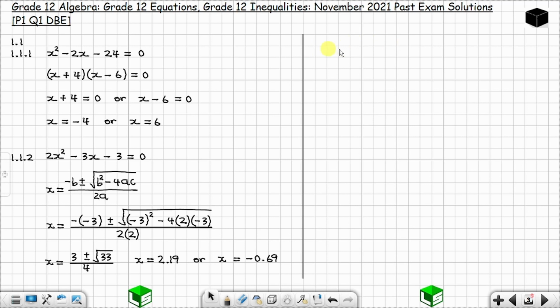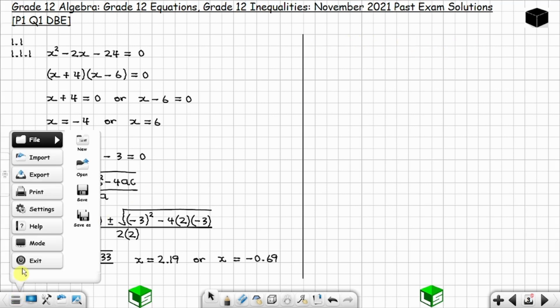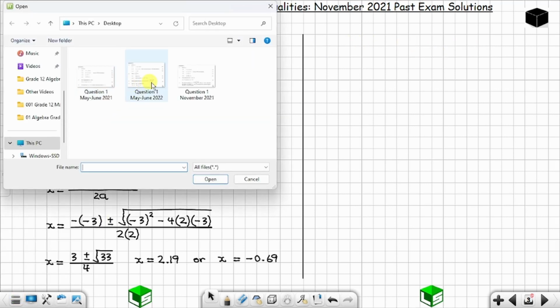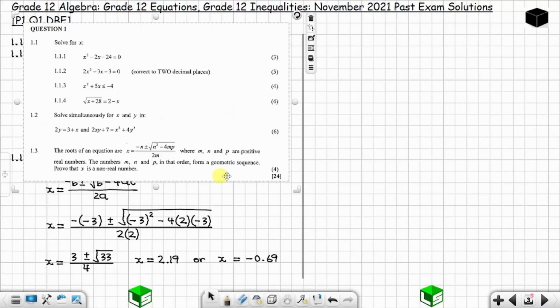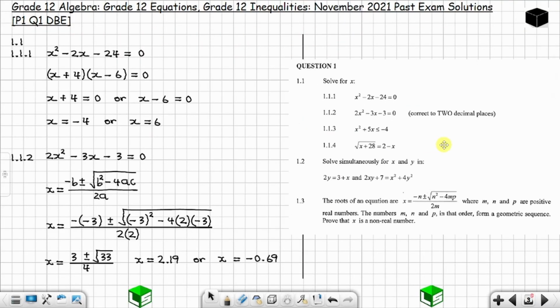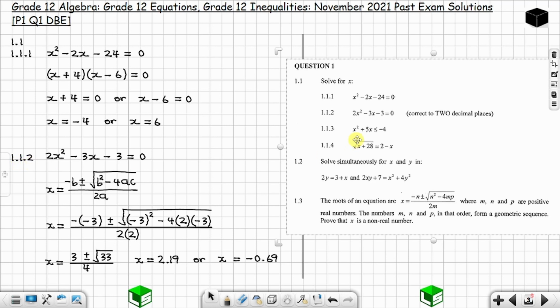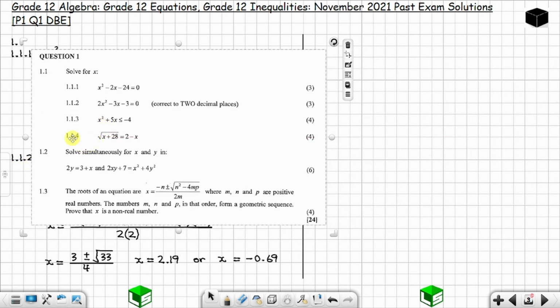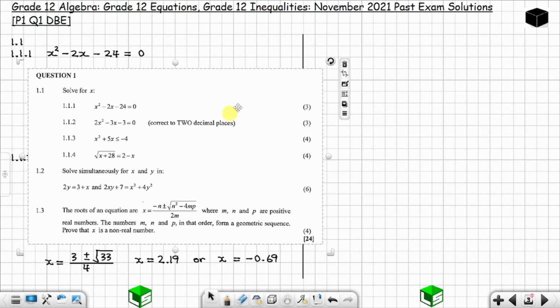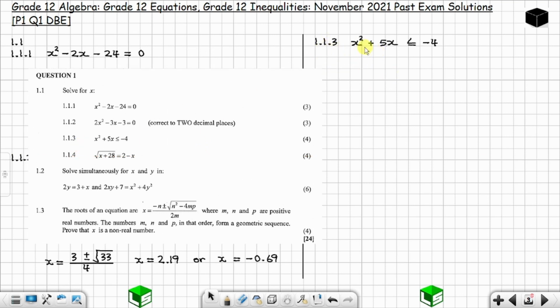Okay, I'm going to do the next question here. Let me get the question again. It's question 1 from November 2021. Okay, this is the question. So we are done with 1.1.2. Now we are going to do 1.1.3. You have x squared plus 5x less than or equal to negative 4. You can see less than or equal to negative 4. Okay, you have to solve for x.